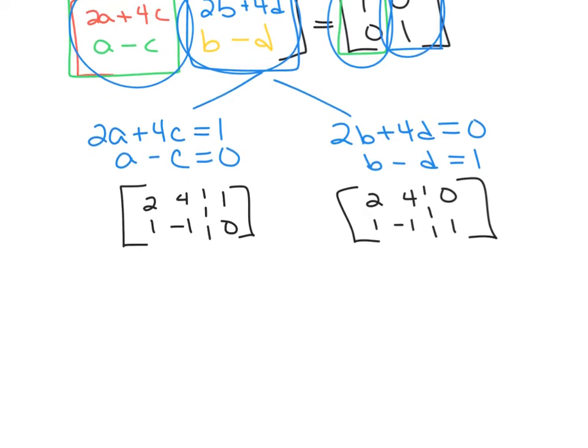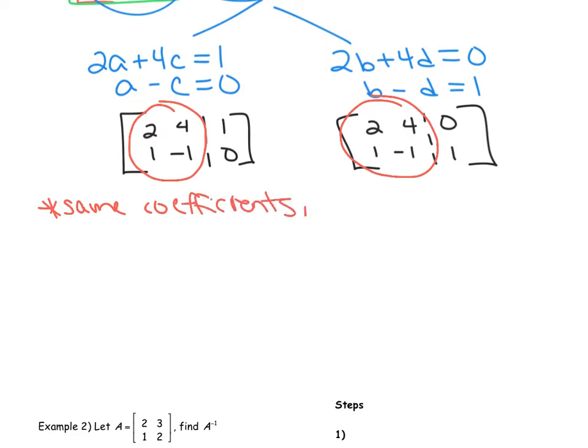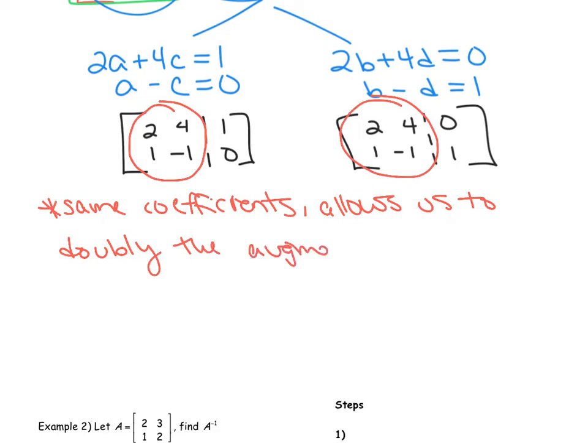All right, so far looking good. Now, our next step, what we're going to do is, do you guys notice how these numbers in this 2 by 2 matrix match? Okay, because they have the same coefficients, that allows us to doubly augment the solutions. Okay, so I'm going to write that out. Because they have the same coefficients, that allows us to doubly augment the solutions.